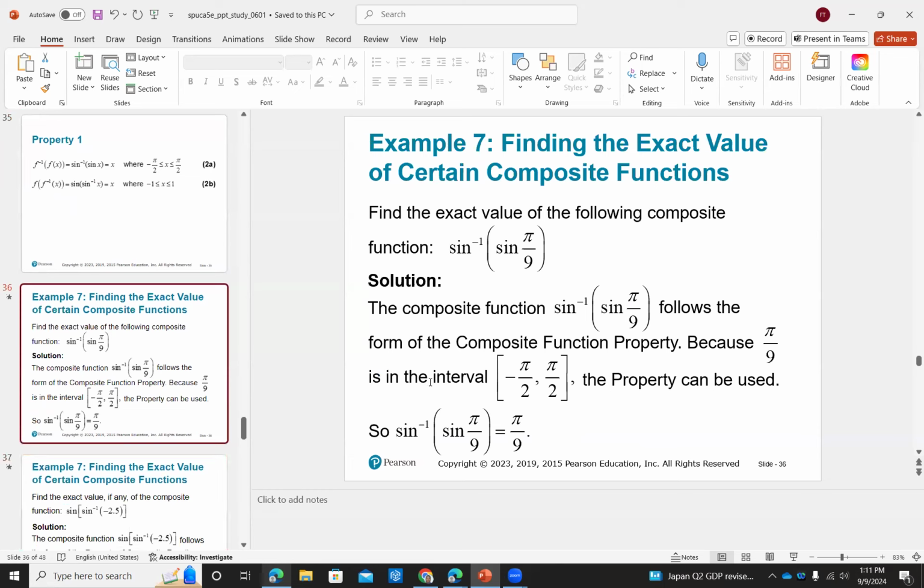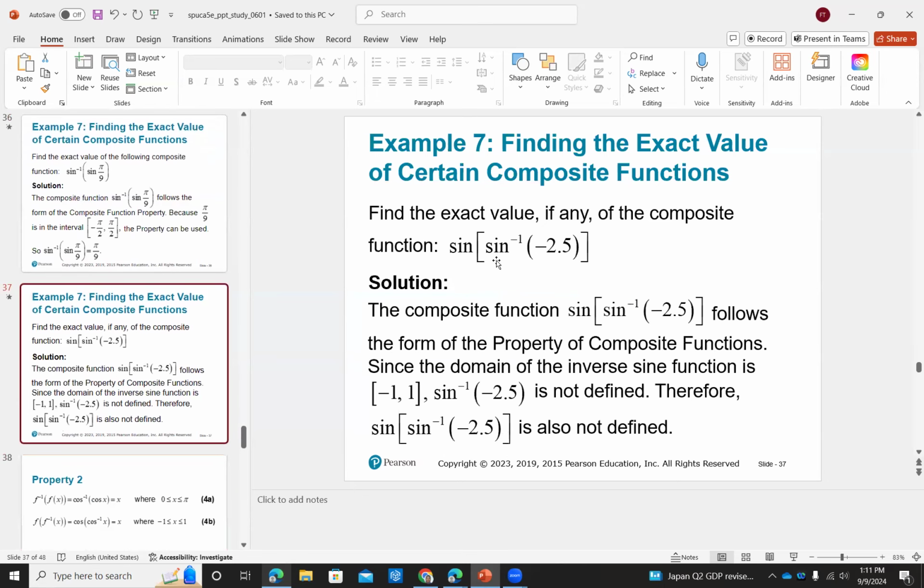What they are saying here is, if you calculate the sine of pi over 9, and then think about what is the inverse sine of that value, who is the angle that has that sine value? You just get the angle you see in the middle. This composite function, inverse sine of sine of pi over 9, follows the composite function property because pi over 9 is in this interval. So you're just going to get pi over 9. Same thing here. It follows the same rule that they taught us.